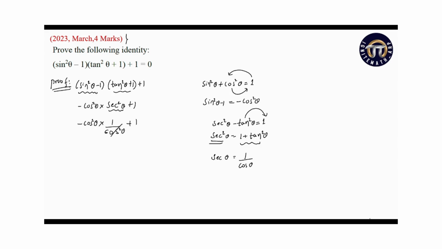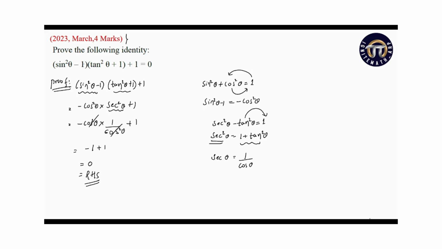So cos square theta will get cancelled, and minus 1 into plus 1 is minus 1 plus 1, that is equal to 0. So that is nothing but what I am supposed to prove, that is my RHS. Clear? Okay.